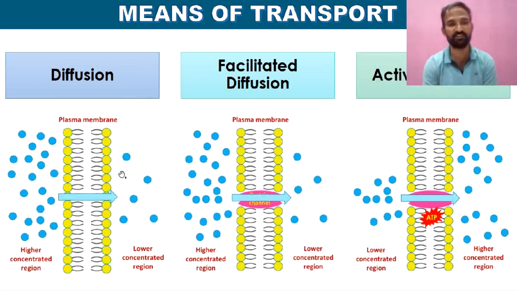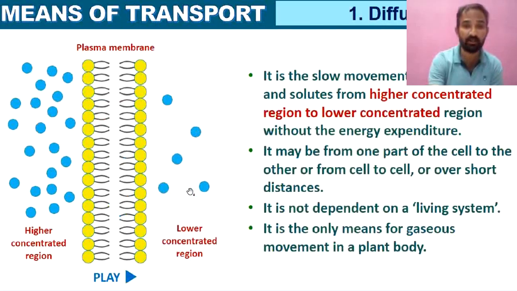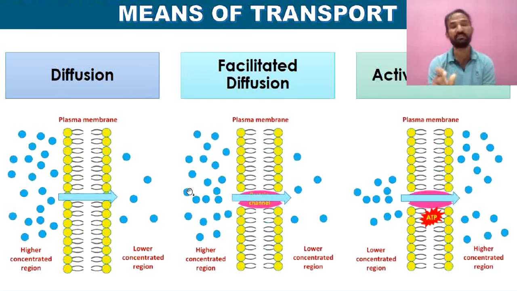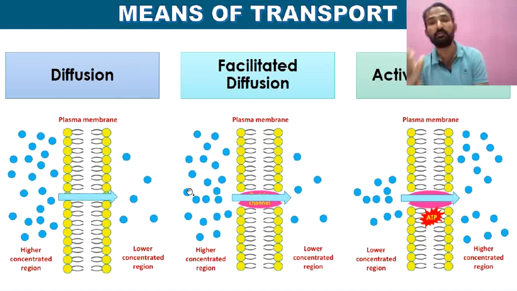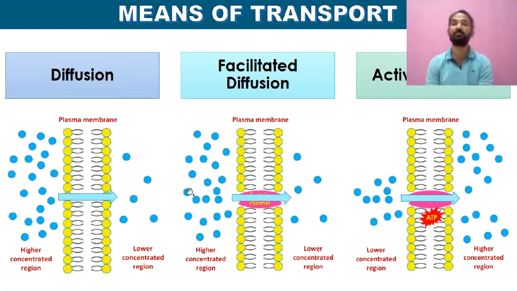Here the molecules are moved through specific protein channels from the high concentration to the low concentration region. And here the molecules are moved from the low concentration region to the high concentrated region through a specific channel by using energy in the form of ATP. So it is called active transport.